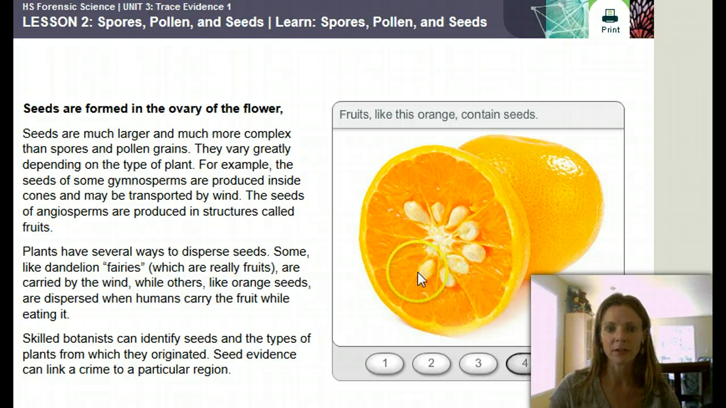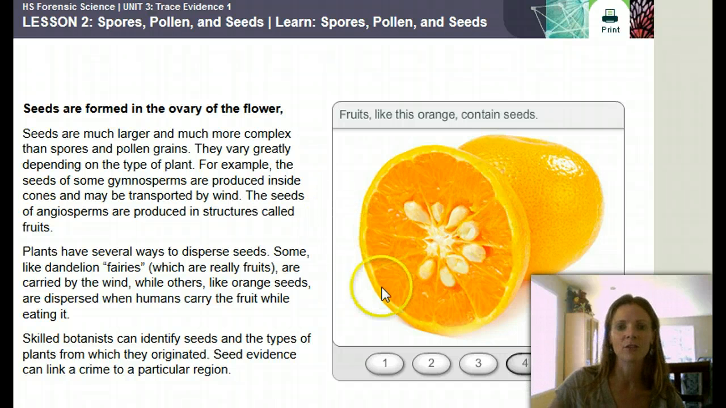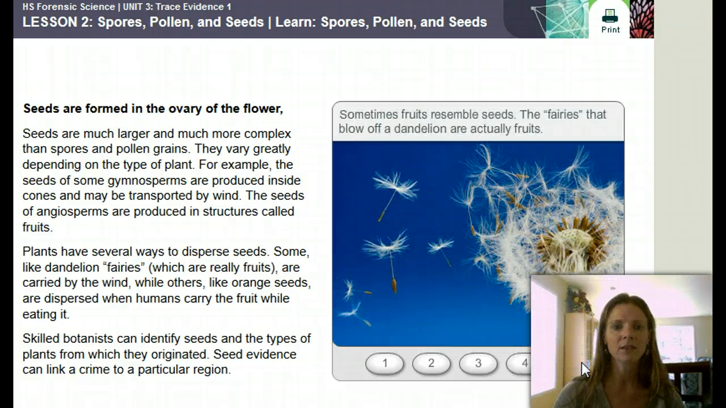Fruits, obviously. If you took me for bio, you did an in-depth lab that has to do with the fruits, or the seeds of a fruit. And then sometimes fruits resemble seeds. The fairies that blow off a dandelion are actually fruits. So anyways, just a little FYI.